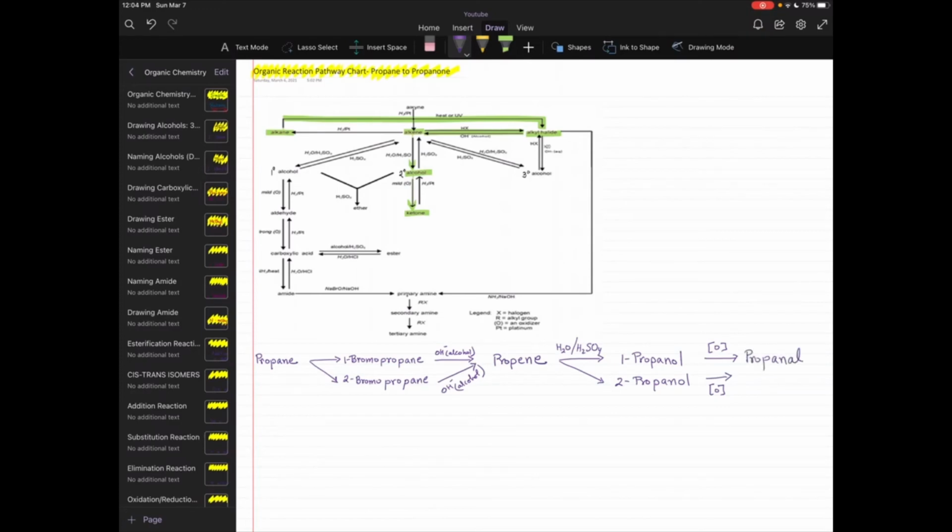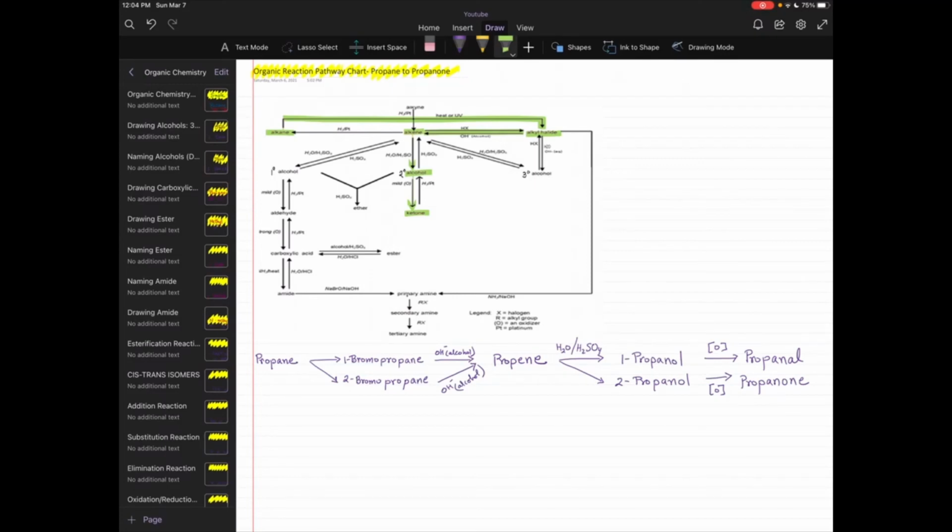propanal. Whereas in 2-propanol, the hydroxyl group is on position 2 in the middle of the molecule, and if that undergoes an oxidation reaction, it will yield propanone, because the carbon double bonded to the oxygen will be in the middle of the molecule, and hence we will produce our ketone. So just for a recap, what did we do?